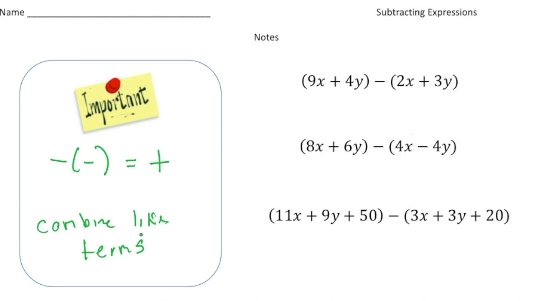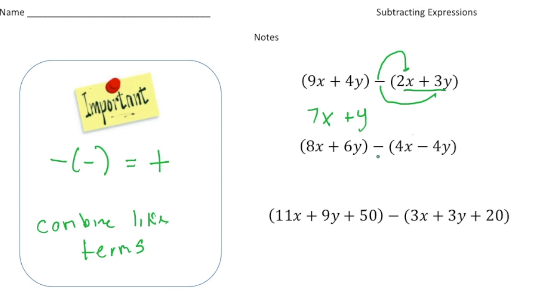Alright, so knowing that, let's take a look at the first problem here. We have 9x plus 4y minus 2x plus 3y. The way this works is we're subtracting this expression from the first one. So really what we're going to do is take away 2x, but then we're also going to take away a 3y. If we have 9x take away 2x, that gives us 7x. And then 4y take away 3y gives us a y. So it's going to be 7x plus y.